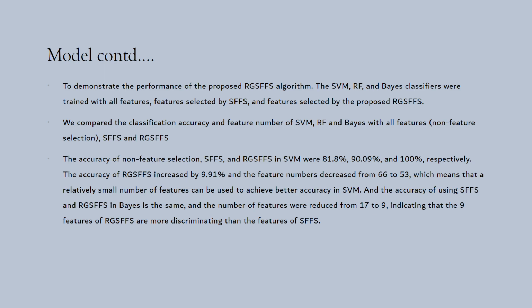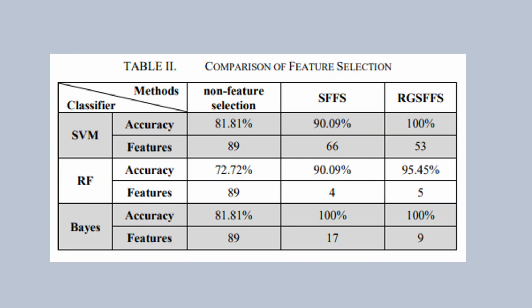The accuracy of RGSFFS increased by 9.91%, and the feature numbers decreased from 66 to 53, which means that a relatively small number of features can be used to achieve better accuracy with SVM. And the accuracy of using SFFS and RGSFFS in Bayes is the same, and the number of features was reduced from 17 to 9, indicating that the 9 features of RGSFFS are more discriminating than the features of SFFS. This is the comparison feature table.